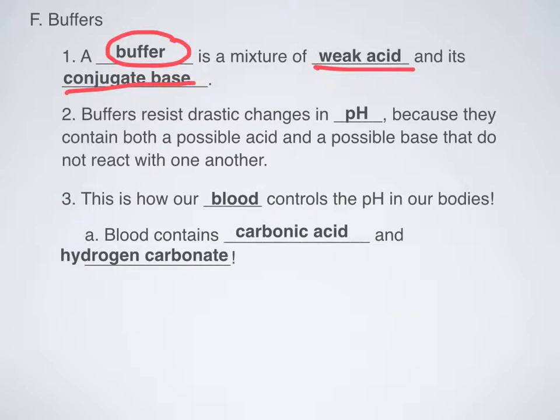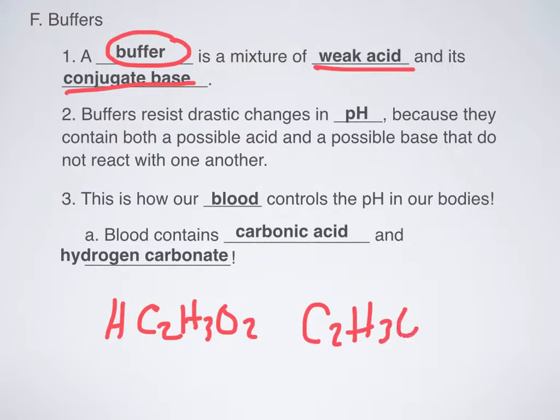So for example, a weak acid like vinegar, HC2H3O2, its conjugate base is C2H3O2-. So if we had a mixture of these two things, pure vinegar and acetate ions floating around in it, we would effectively have a buffer solution, and that works with any weak acid and its conjugate base. Now what makes buffers so special is that they drastically resist a change in pH.